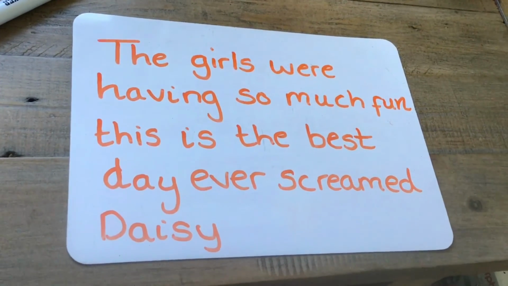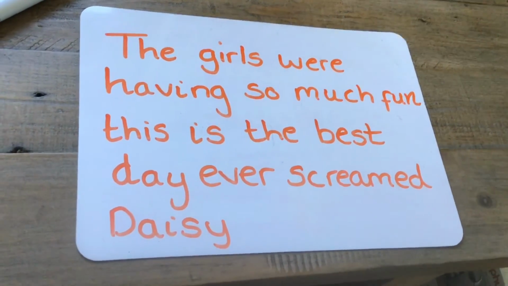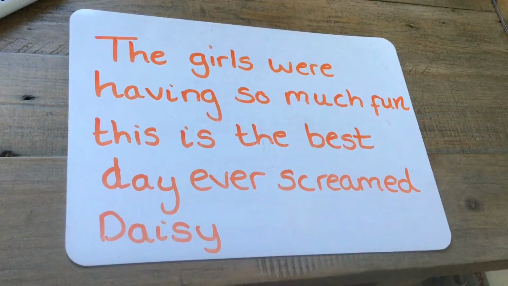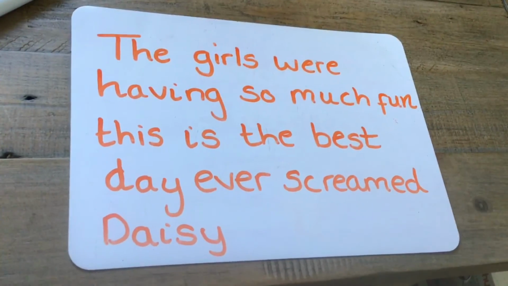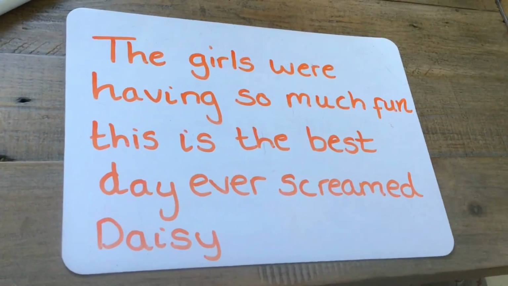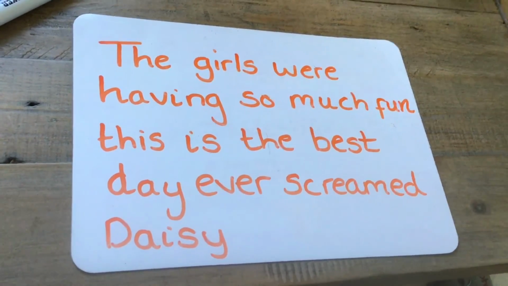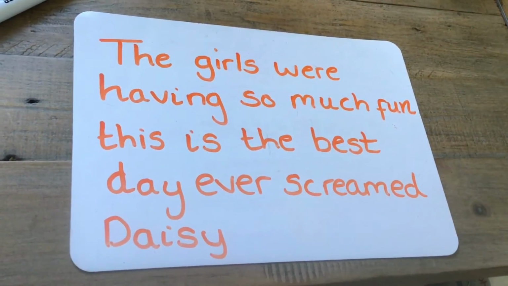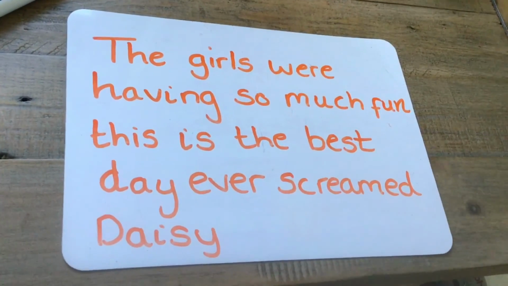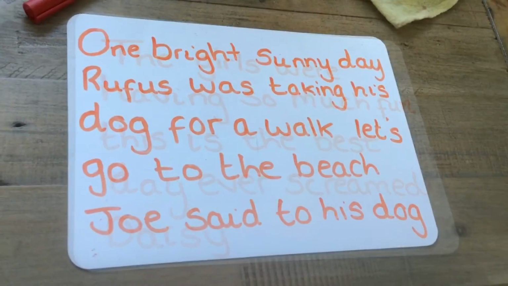Sometimes sentences will be formed like this. The girls were having so much fun. And then the speech begins. This is the best day ever, screamed Daisy. So have a think, where would the speech marks go here? And where would you put your comma? And of course, don't forget your full stop.